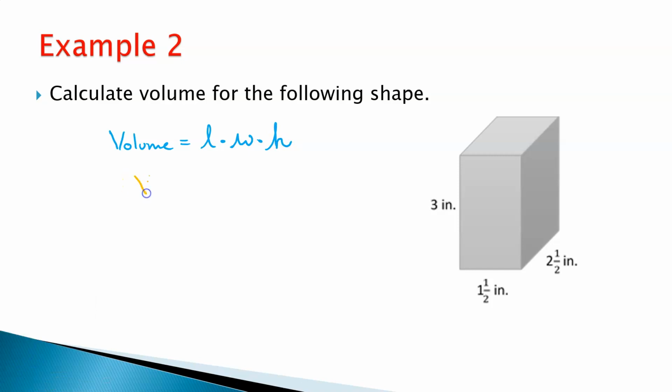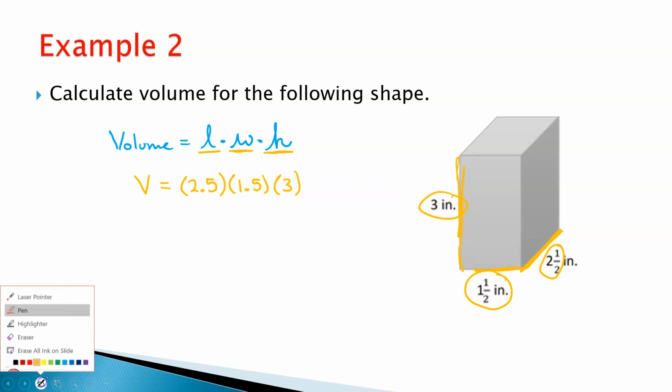So I'm going to write V for volume is equal to, well, what is my length? I'm going to use my length, this one right here, which is 2.5 inches. I would rather use the decimal, so I'm going to write that as 2.5. I'm going to multiply that by my width. My width here is 1.5. And then, of course, our height, which is a total of 3 inches. So we're going to multiply that by 3.